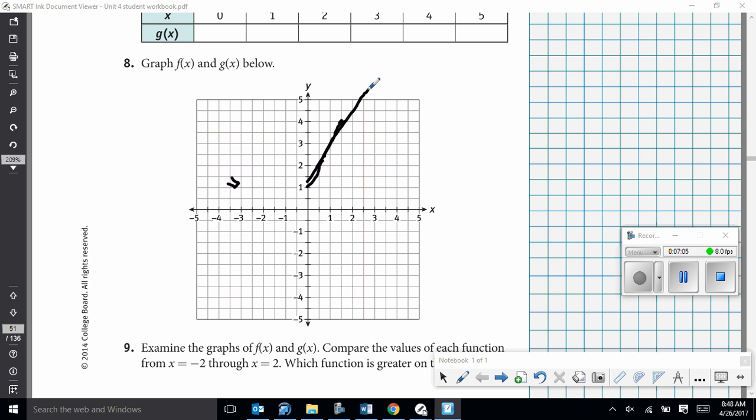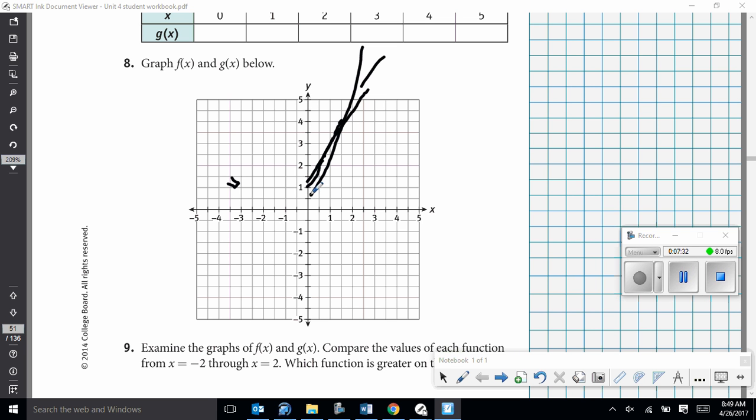Is that what it looks like? Yes, that's our f of x. Now what about the g of x? It's like this. Okay, so it's similar, but what's different?